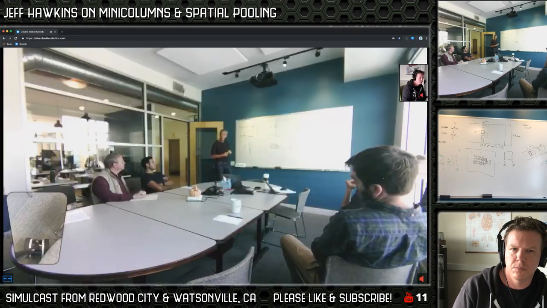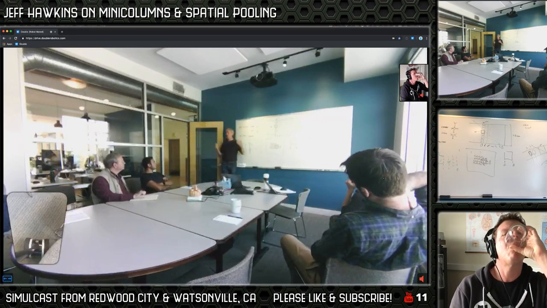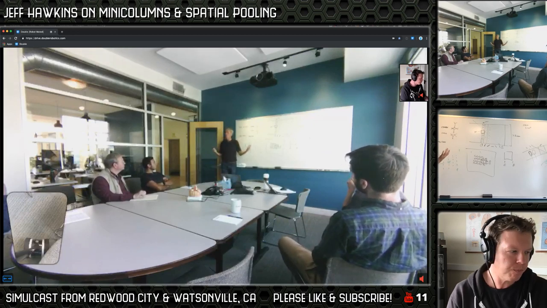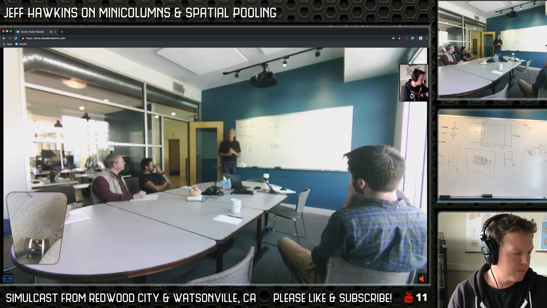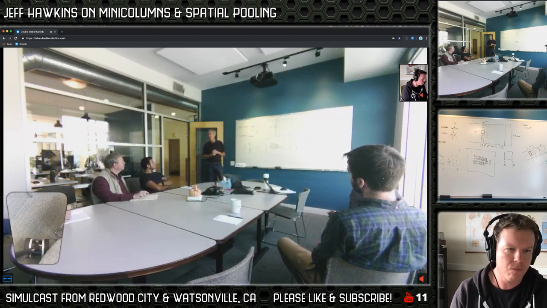Do you pick one winner per minicolumn? That's the way we do it. It doesn't have to be. It could be any sparse set. You could do two or three, it doesn't really matter. There's not much advantage to doing that. So I don't want them to say it has to be one. That's how we model it. But it has to be sparse.